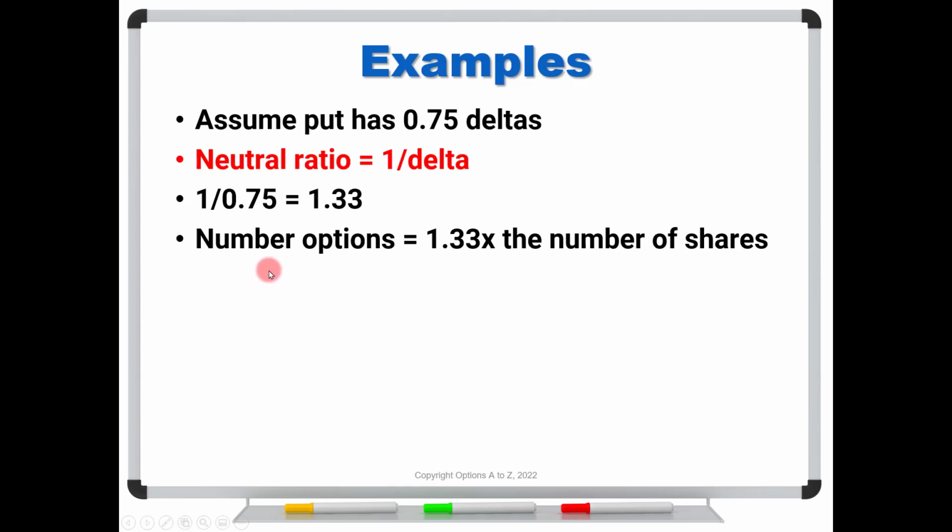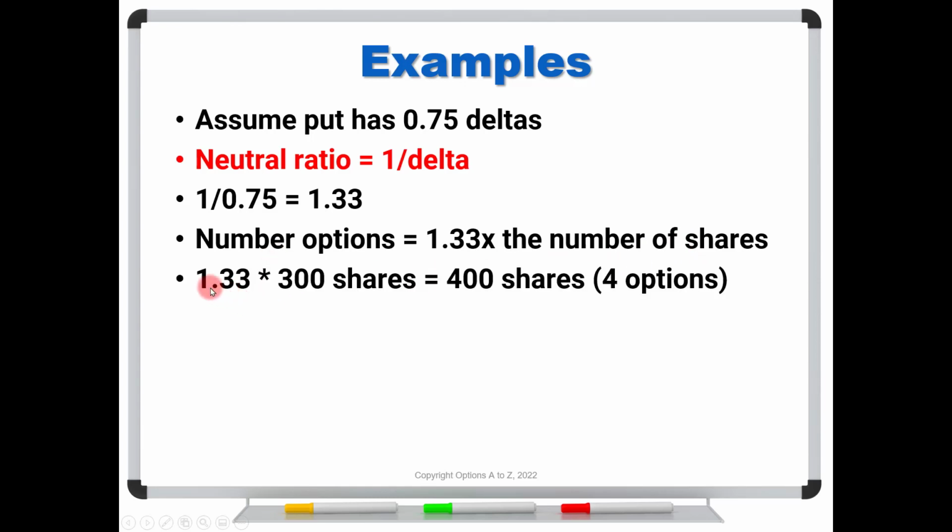So in this example, we have 300 shares, we're assuming. Take 1.33, again, that's your neutral ratio, times the 300 shares, and we get 400 shares. So I would need 4 options. Remember that each option controls 100 shares, so if we're trying to hedge the equivalent of 400 shares, we need 4 put options. So the way you can think about this is that yes, we have 300 shares right now in the account, but I need to pretend that it's really 400 shares. That's what I'm trying to calculate.